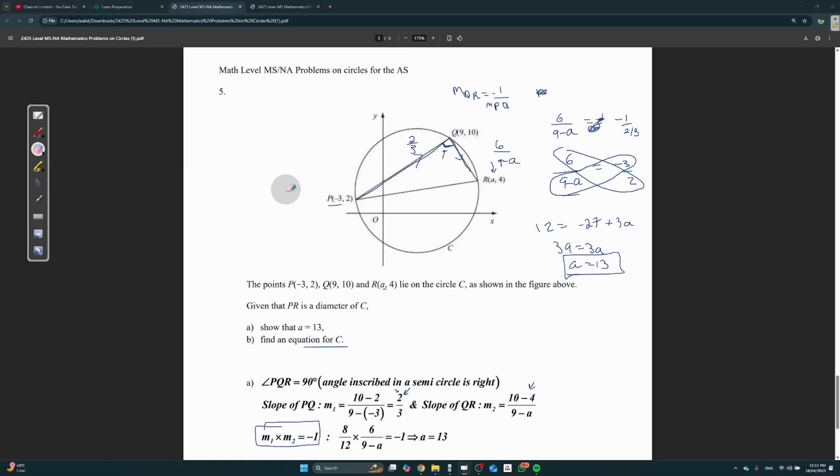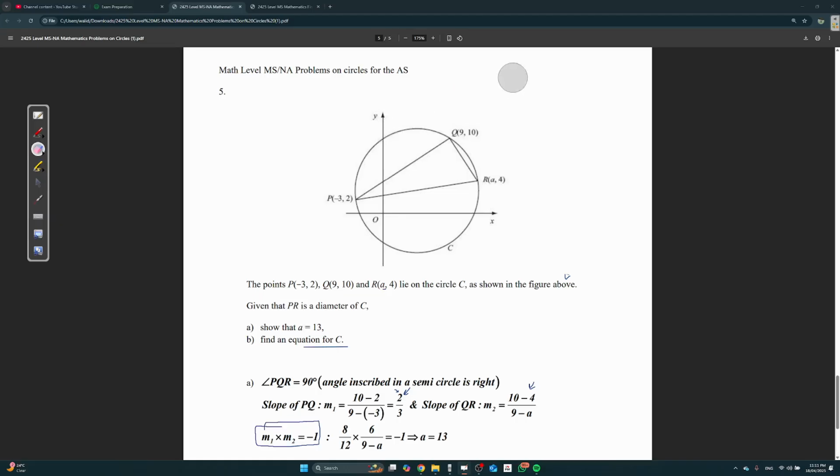Now find an equation for C. Now that we know that a is equal to 13, it's very easy to find an equation, right? So we know that this is now 13 comma 4. Can you find an equation for C? We know that this is a diameter. So isn't the midpoint of this the center of the circle? To find an equation we need the center, h, k, and we need the radius, right? So where do I get the center from?